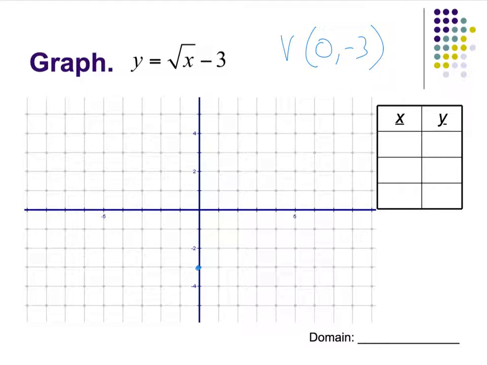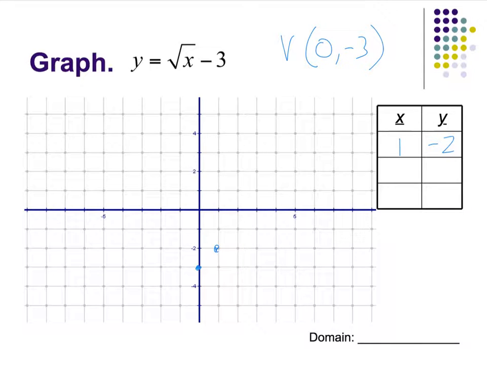Since it's just x inside here, my next perfect square besides 0 would be 1. So if I plug 1 in for x, the square root of 1 is 1, and then -3 would give me -2. So I was just plugging that 1 in for my x right here. Then I can plot that: 1, -2, right there.